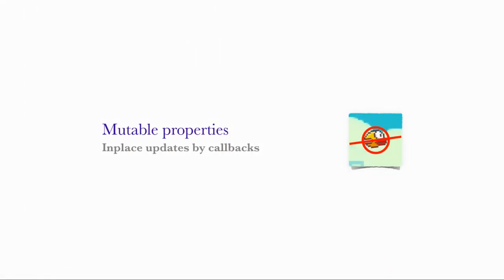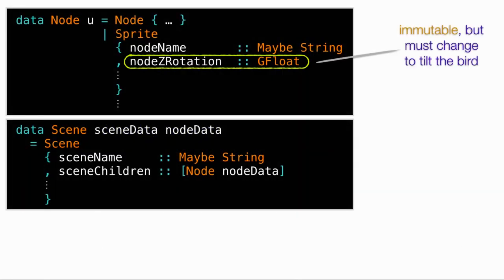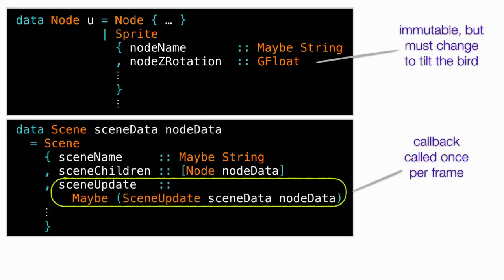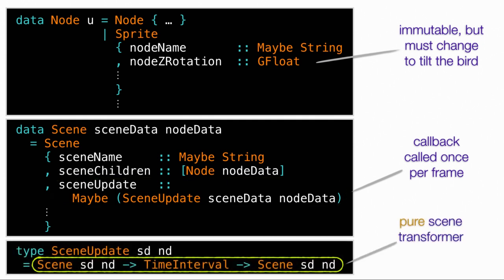Not too bad. So how about these mutable properties? Well, we made our choice here. This node set rotation is one of these fields which is repeated in every variant of the node data type. So that's immutable. We can't just side effect it or anything. So let's look at this update function. The way we realize it, we put it as a callback into the scene data type, but we make it a pure function.